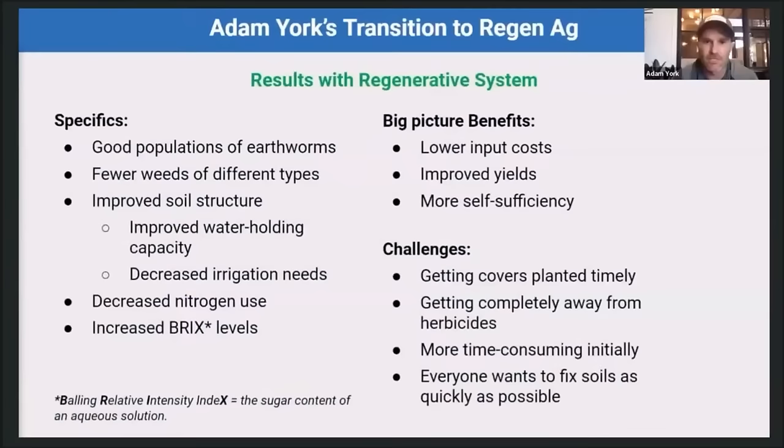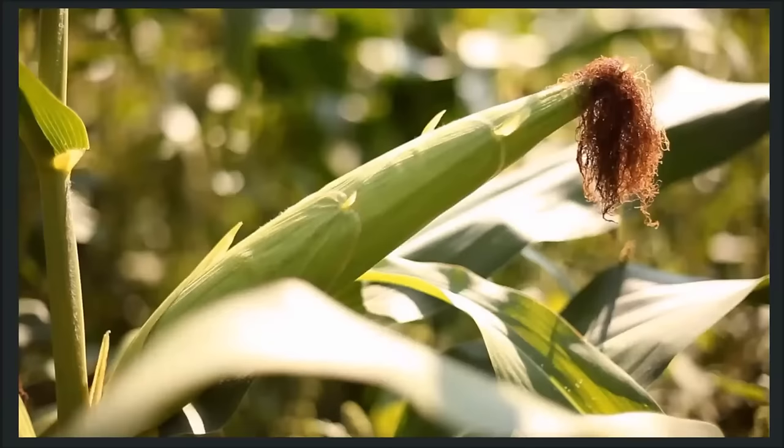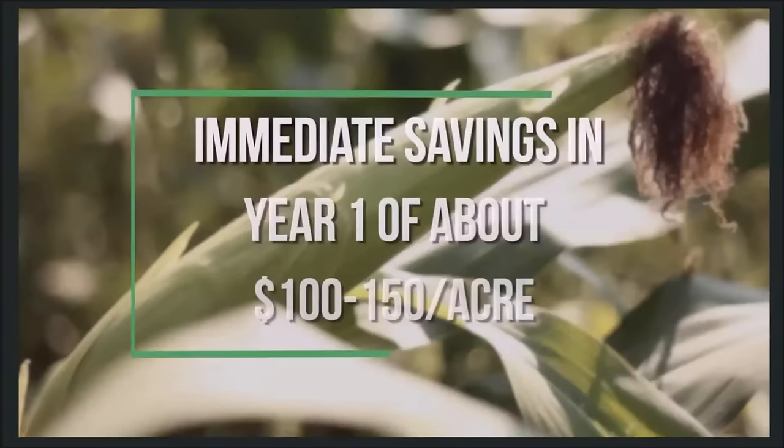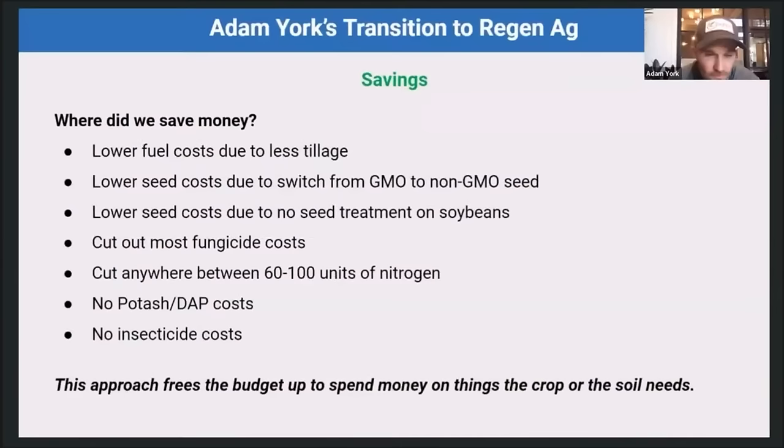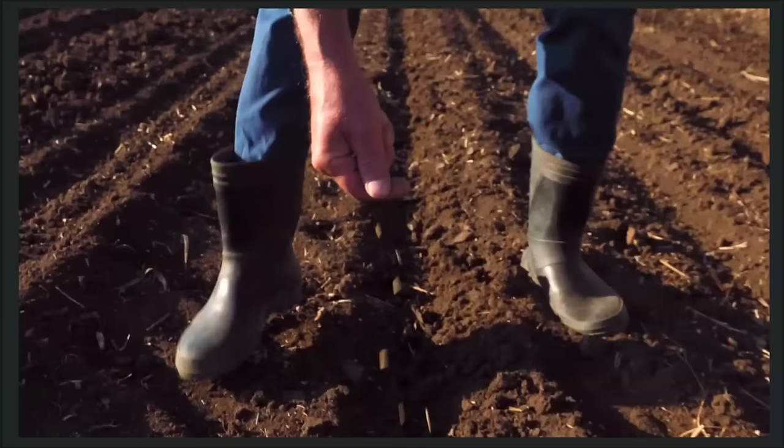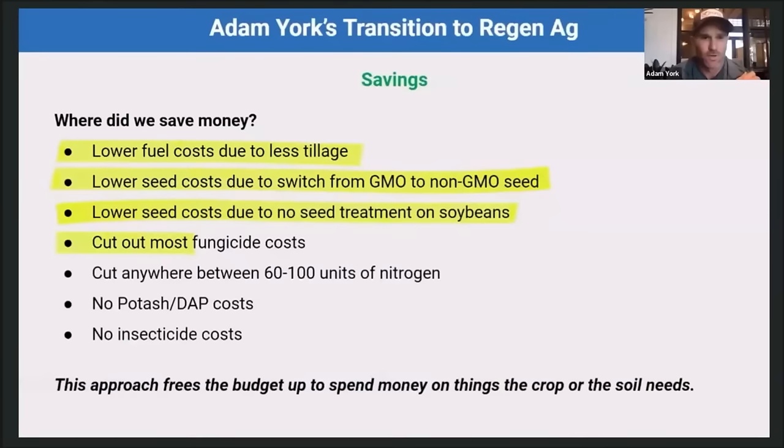Big picture benefits is lower input costs, which is a big deal. Yields have improved, and we are more so self-sufficient as a farm. We were probably saving right out the gate anywhere between $100 to $150 per acre. Some of that cost is obviously less tillage, lowering your fuel costs. We've cut out all seed treatment. The majority of our fungicide costs, we cut out between 60 and 100 units of nitrogen. We have no potash or DAP costs, and we do not use any insecticide. We've cut all those out.